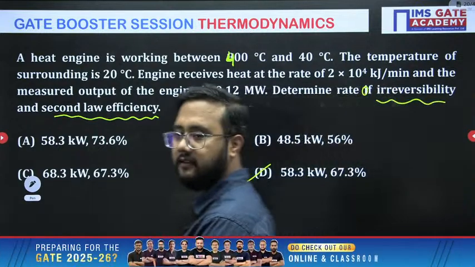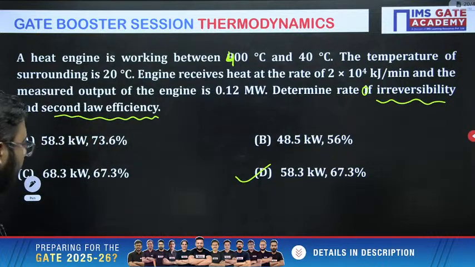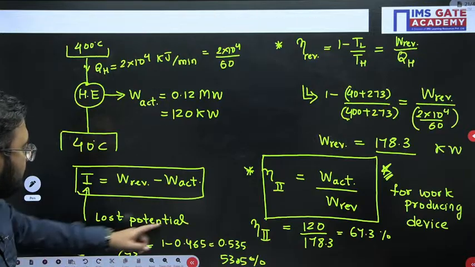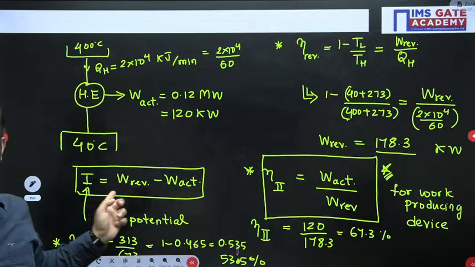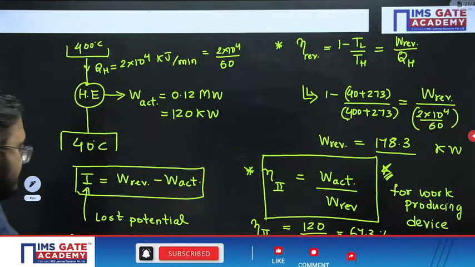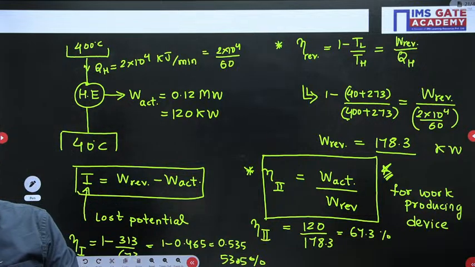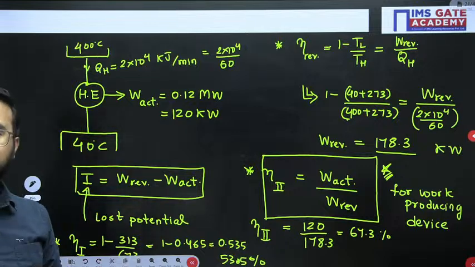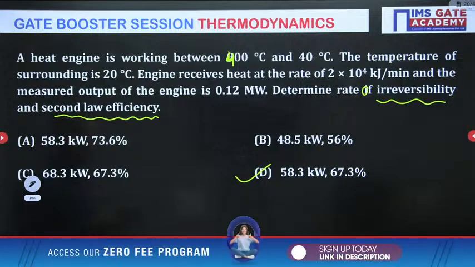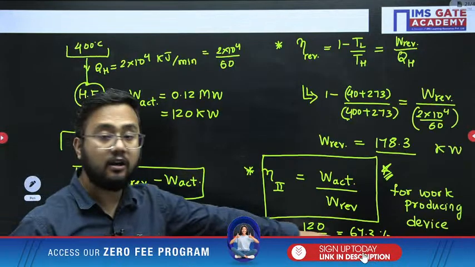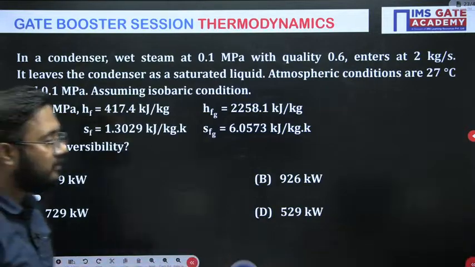Option D. Option D will be correct, right? Because the irreversibility answer that we have solved is 178.3 minus 120, and the second law efficiency 67.3. So 178.3 minus 120, if you do, it is coming around 58.3, and the efficiency is 67.3, second law efficiency. Correct, absolutely correct. Now moving to the next problem.